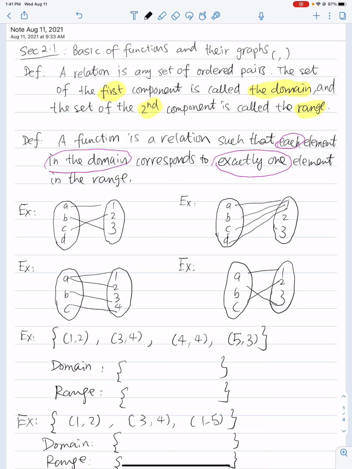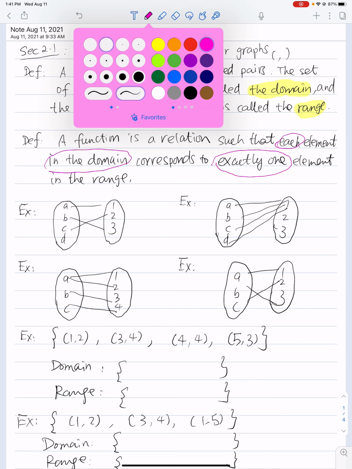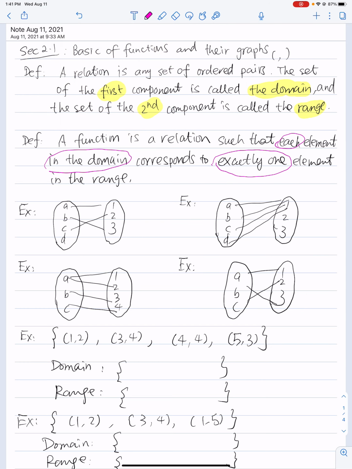An ordered pair does not need to be two numbers. You can see, like, whether Obama is president. If there is a relation between each other, that will be okay. The set of the first components is called the domain. The set of the second components is called the range. Okay, so this is a relation.